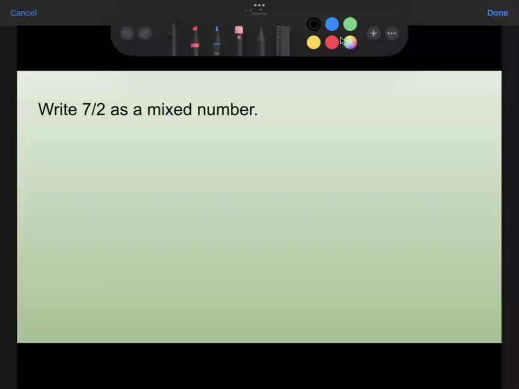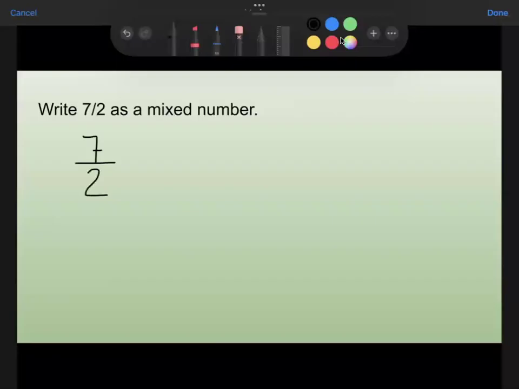Okay, so here's our first one. We're going to write 7 over 2 as a mixed number. So I'm going to rewrite 7 over 2 so that the denominator is just below the numerator. That's how I prefer to look at my fractions. However, when we type fractions, we use the slash button, as I'm sure you're aware.